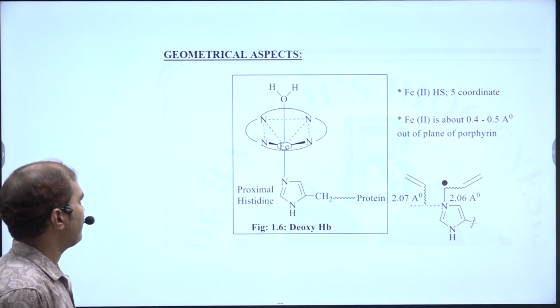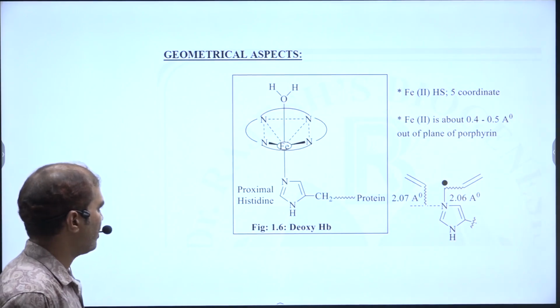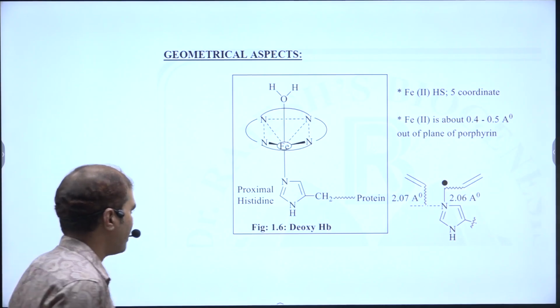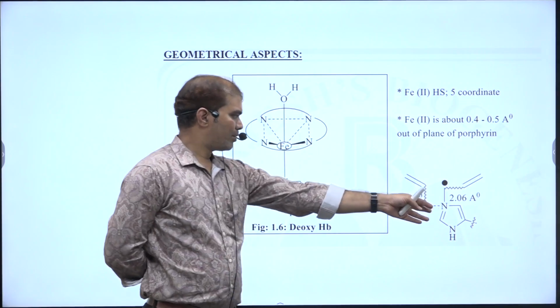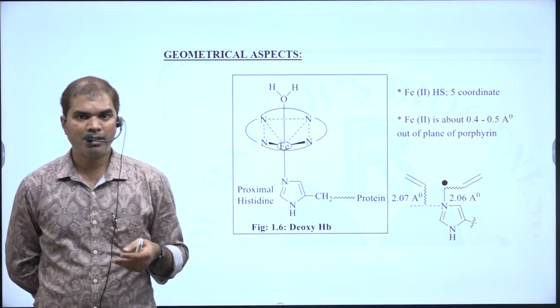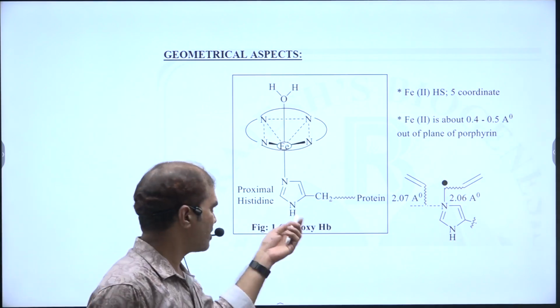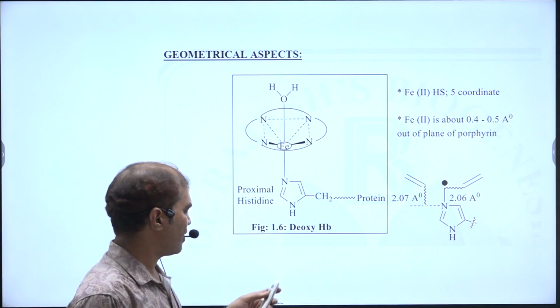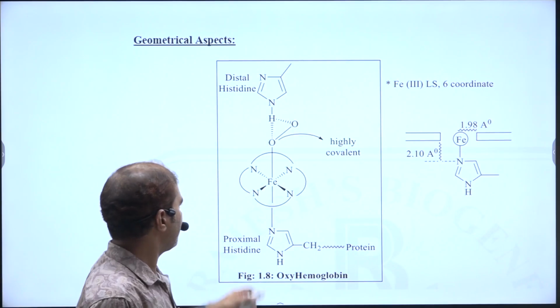Here is a slide which will be projecting the geometrical aspects of deoxyhemoglobin, and the details have been shared in such a way that the distance between the plane of the porphyrin and the nitrogen of imidazole of histidine has also been provided, because in some of the GATE and CSIR exam questions, such questions are also being asked. What is the distance between the plane of the porphyrin and the nitrogen of imidazole of histidine? This is again the geometrical aspect.